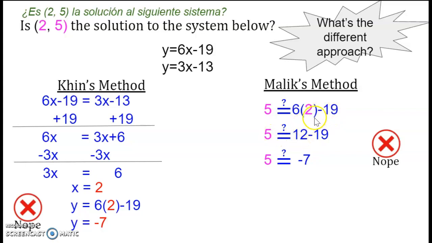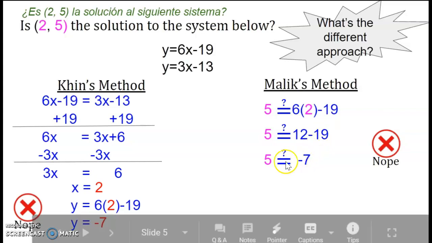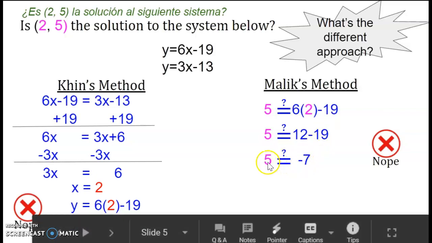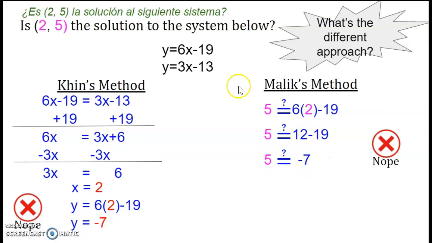Well, he started simplifying. 6 times 2 is 12. 12 minus 19 is -7. -7 is never equal to 5, right? So he knew that (2, 5) does not satisfy the first equation. If it does not satisfy the first equation, then it's not going to satisfy both equations, right? It failed the first equation. If you pass the first equation, then you would need to check the second equation to see that it passes both equations.